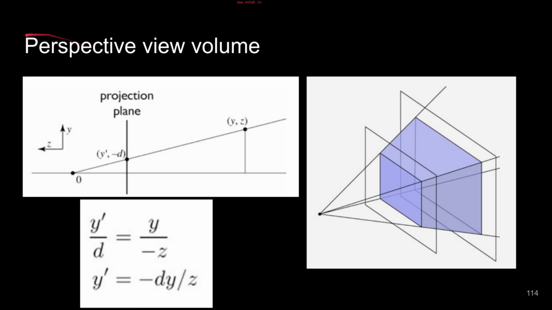Okay. So again, here's just that perspective viewing volume. We call it the view frustum. It's a chopped pyramid. We can't see objects that are too close, or objects that are too far.